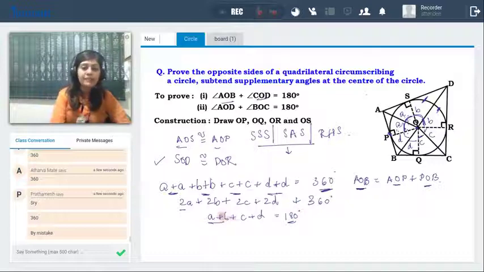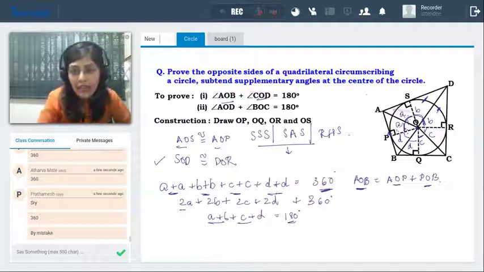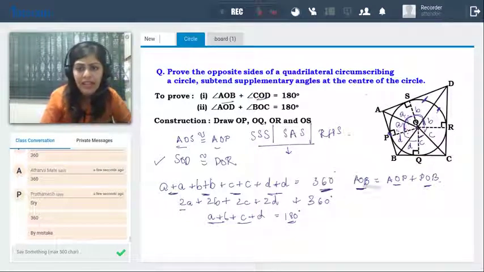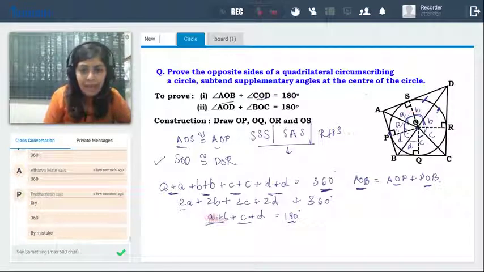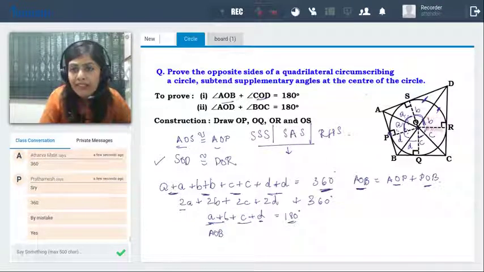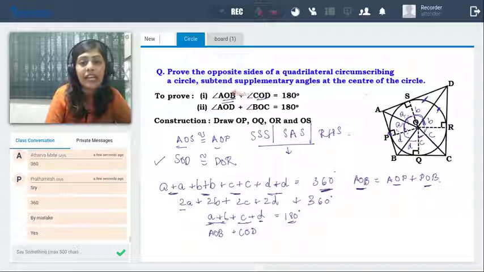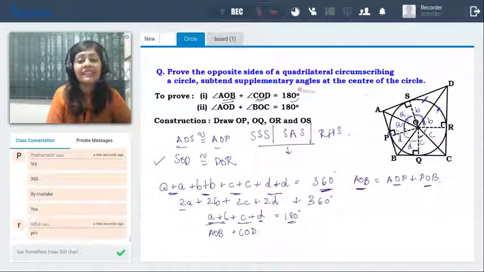Students, look at A plus B plus C plus D. What we have got and what we want. AOB. Isn't AOB A plus D? Yes, AOB is A plus D. Students, pay attention. So A plus D is AOB. And what is B plus C? B plus C, isn't it COD? Yes, B plus C is COD. So have we got AOB plus COD is 180?